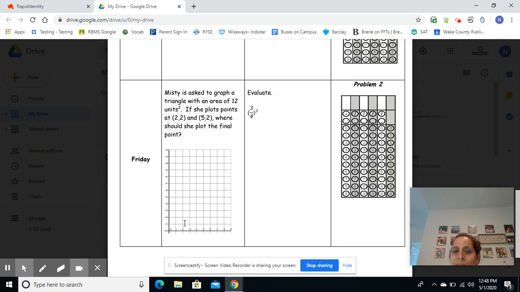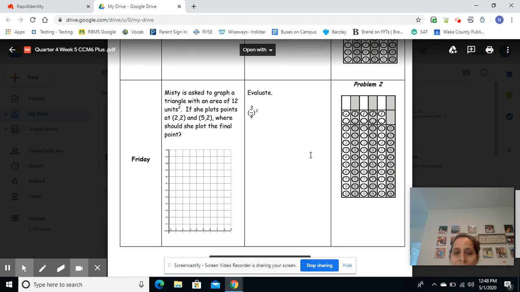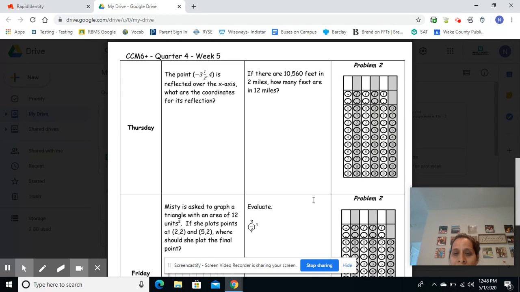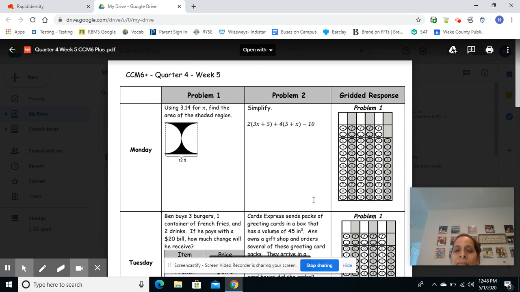And remember that when we find the area of a triangle, we always have to do base times height divided by 2. Finally, the last one on Friday and for the week is 3/4 raised to the third power. So what does that mean? How many times are you going to write down 3/4, and what operation is going to go in the middle? Again, take a look at all of these problems and put your answers into Edpuzzle.